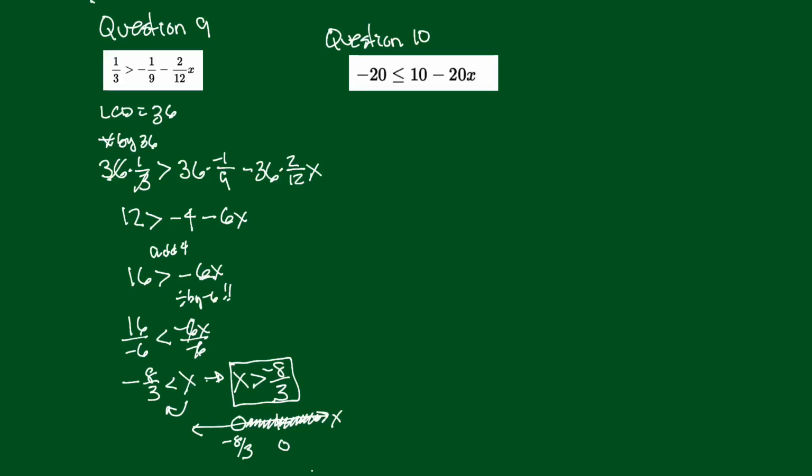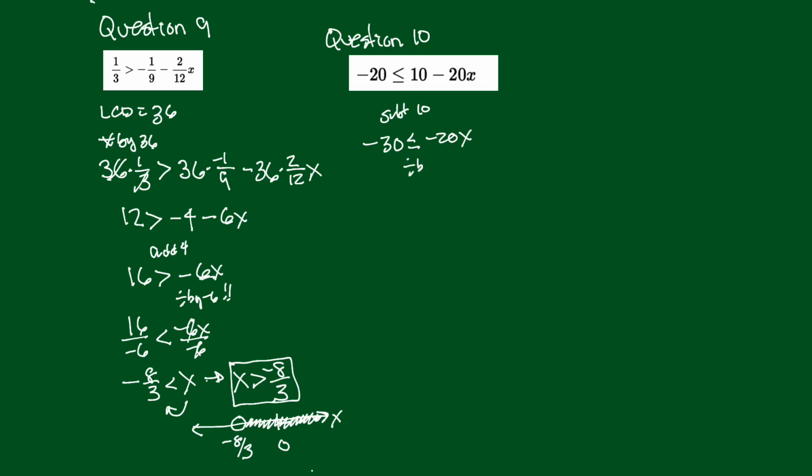Number 10, well, let's see. I've just got one x over here. Why don't we eliminate the 10? So what I'm going to do is I'm going to subtract 10 from both sides. So if I subtract 10, just go ahead and do it. Negative 20 minus 10 is negative 30. Less than or equal to, now, if I subtract 10 on the right side, that 10 is gone, and I just get negative 20x.